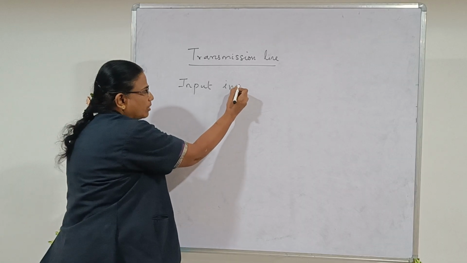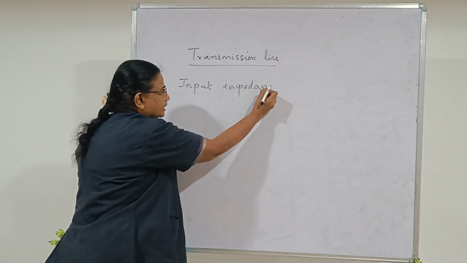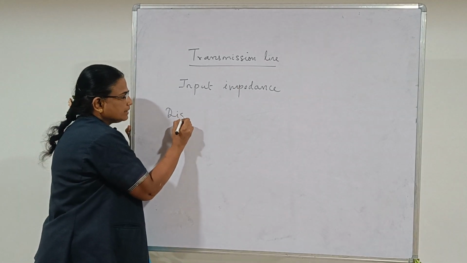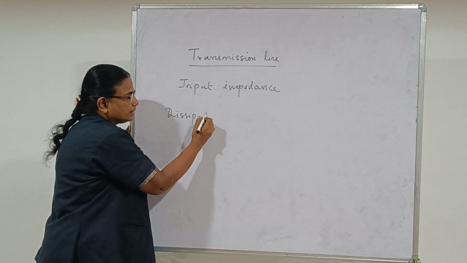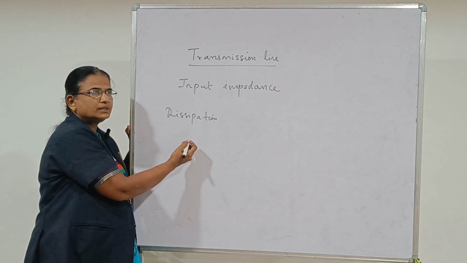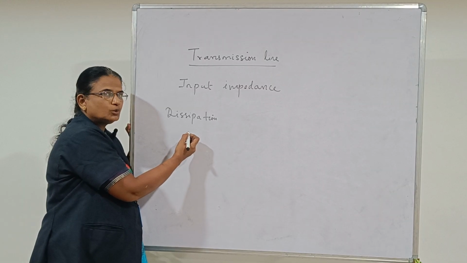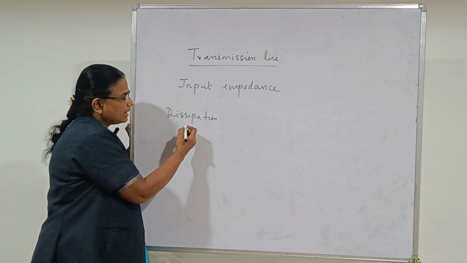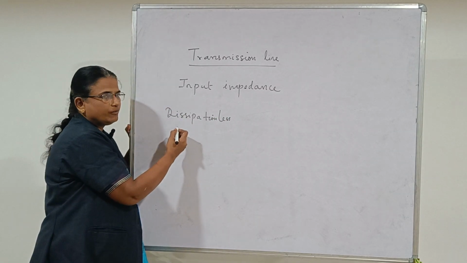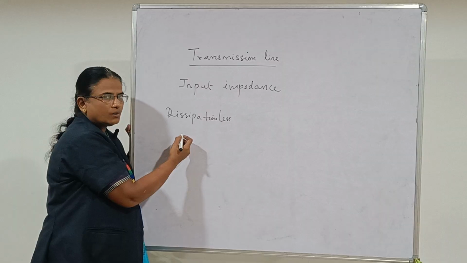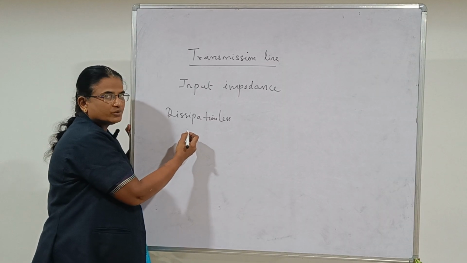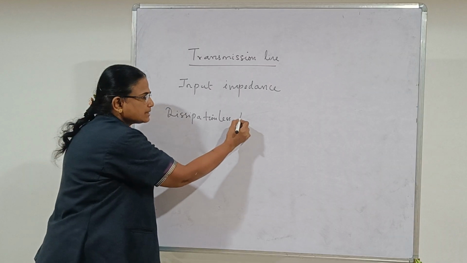Input impedance of a dissipationless line. Now, what is a dissipationless line? A dissipationless line is one which has the resistance as 0. So, based on the values of R, we have two types of lines: one is called the line of zero dissipation and the other one is the line of small dissipation. Now, we are going to discuss the line of zero dissipation, which is nothing but a dissipationless line.